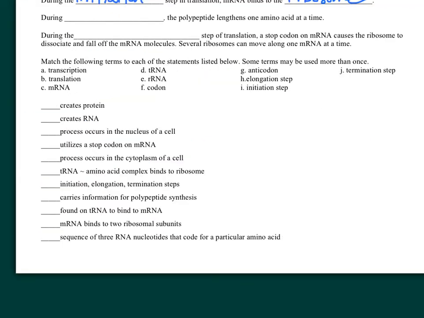During elongation, the polypeptide lengthens one amino acid at a time, and during termination, we encounter a stop codon. So the next set of instructions is asking you to match a term to the event that occurs during that term or to the vocabulary word to which it refers.